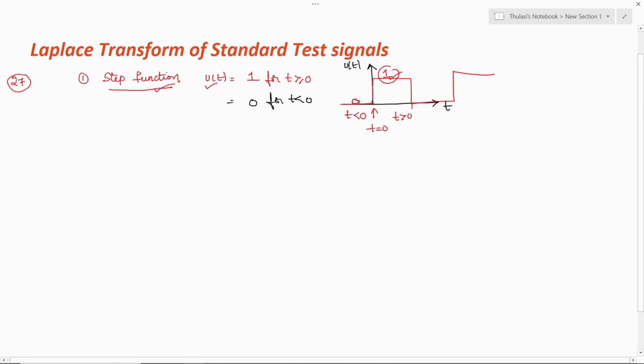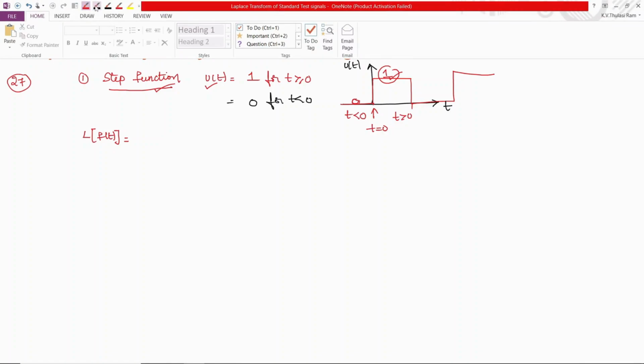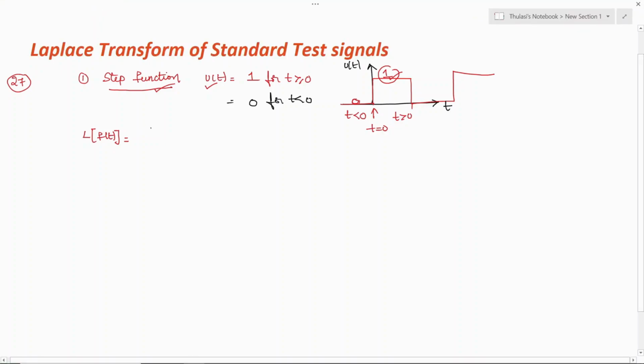So now for this we need to find the Laplace transform. Okay, the Laplace transform of f of t we can write as the integral from 0 to infinity of f of t e to the power minus st dt. Here f of t is nothing but u of t. So the Laplace of u of t is the integral of u of t e to the power minus st into dt.